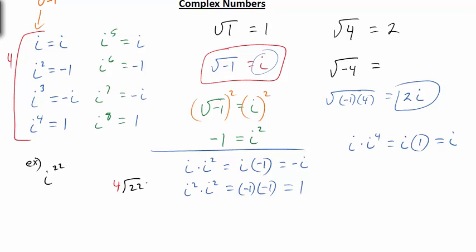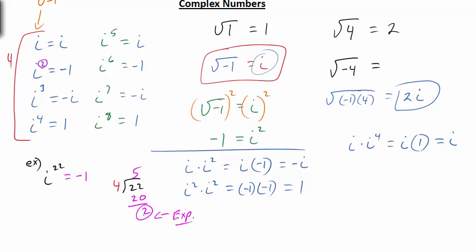How many times does 4 go into 22? Well, 4 will go into 22 5 times, and we are left over with a remainder of 2. This here is representing our exponent. Well, if we go up here, we have i squared. i squared is equal to negative 1. So that means that i to the 22nd power equals negative 1.